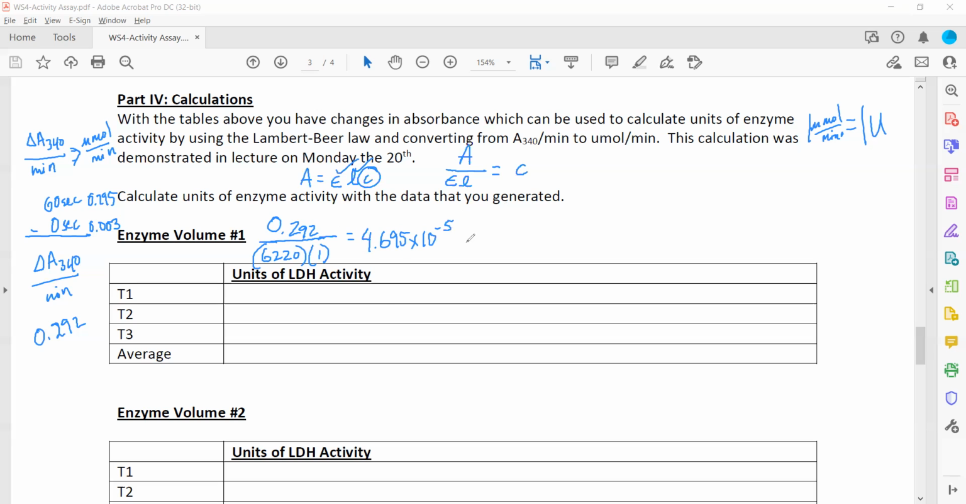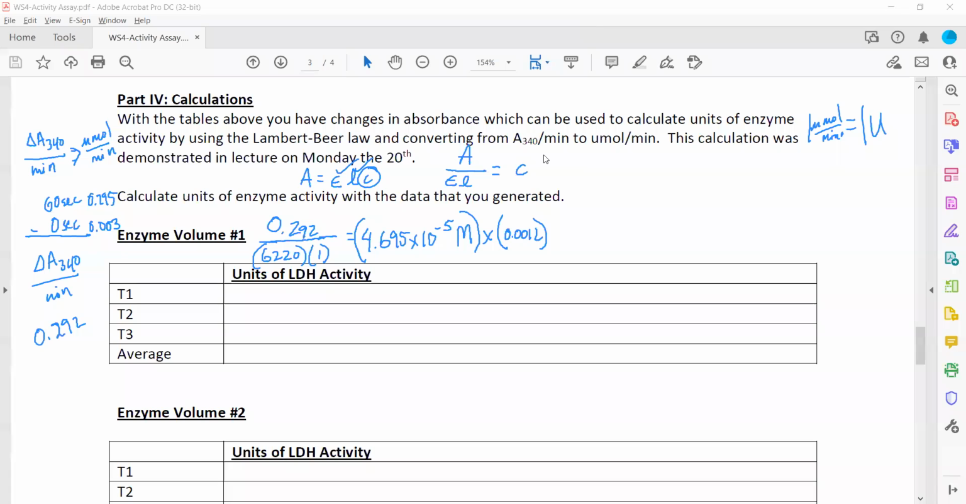What are my units? Well, I just solved for a concentration. My units for concentration in this case are molarity. Now I need to get from molarity to moles. Well, molarity is moles per liter, so all that I need to do is multiply this by a volume. Well, what volume was my overall reaction? My overall reaction was a volume of 1 milliliter, or 0.001 liters.